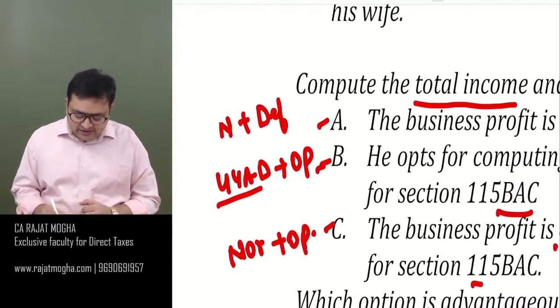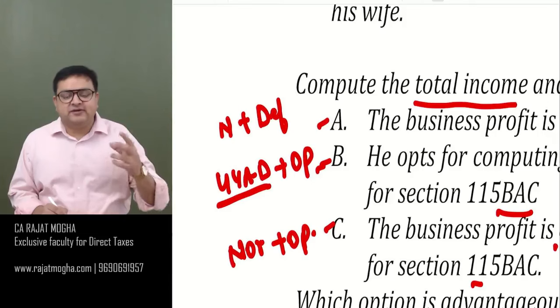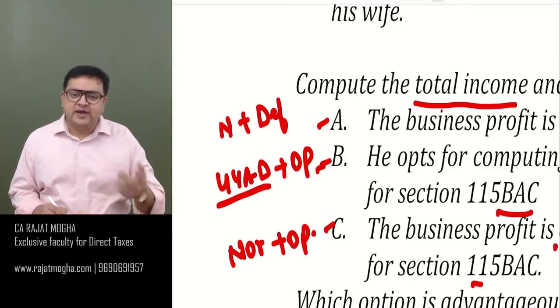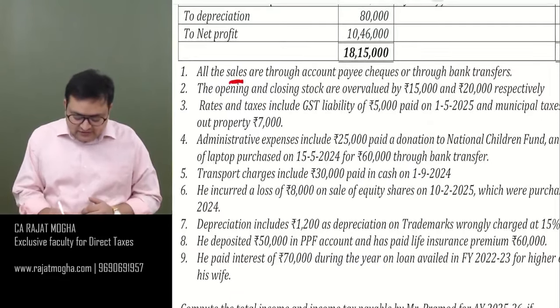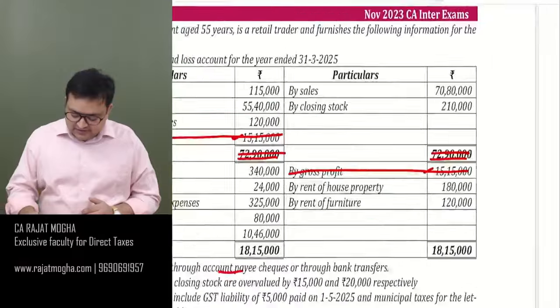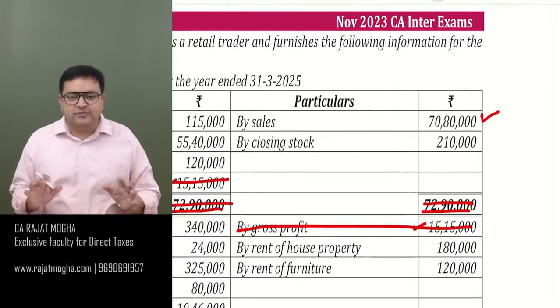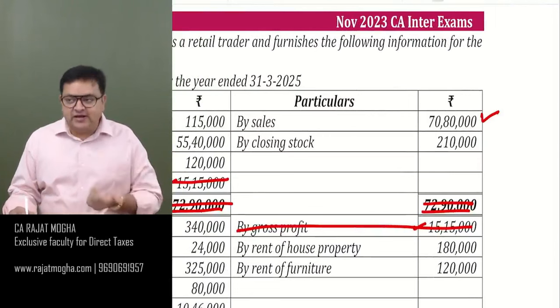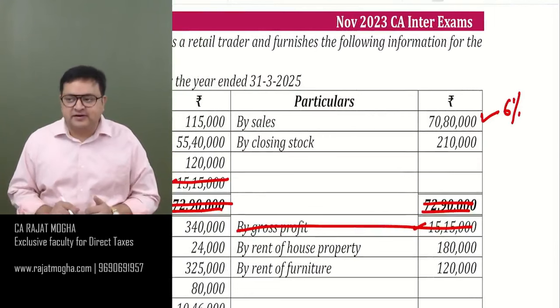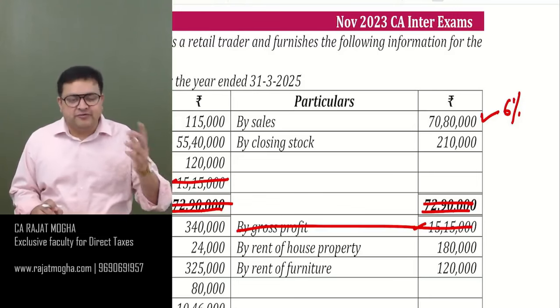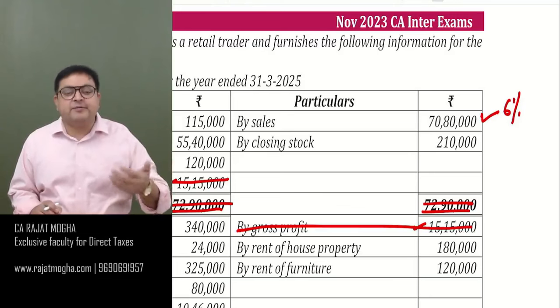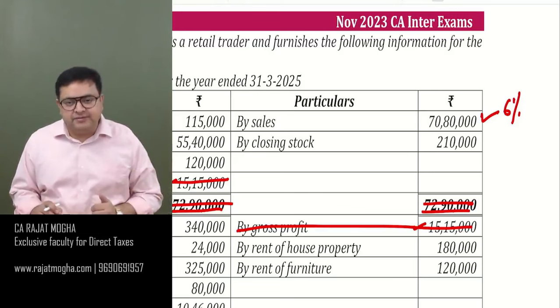Because of 44AD. If we have received some sales through cash, then we have to apply 8%. Otherwise, we can apply 6% because everything is through banking mode. Whatever the sales are, they are through account payee cheque, so while applying 44AD, we can apply directly 6%, not 8%. If they would have said 50% through account payee and 50% through cash, then on 50% I would have applied 6%, on the remaining I would have applied 8%. Understood?